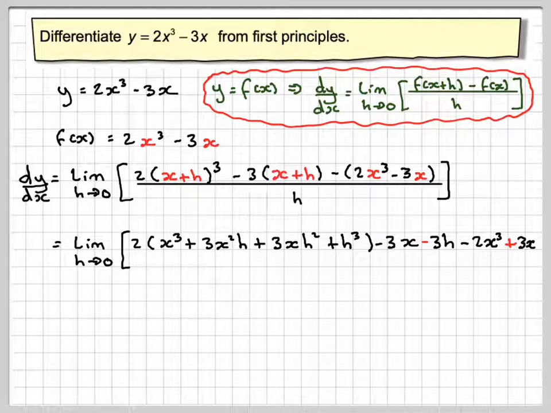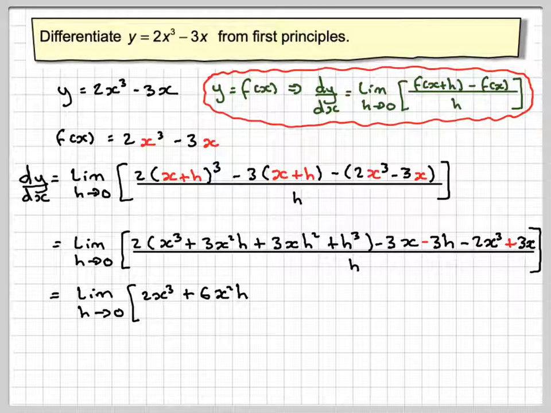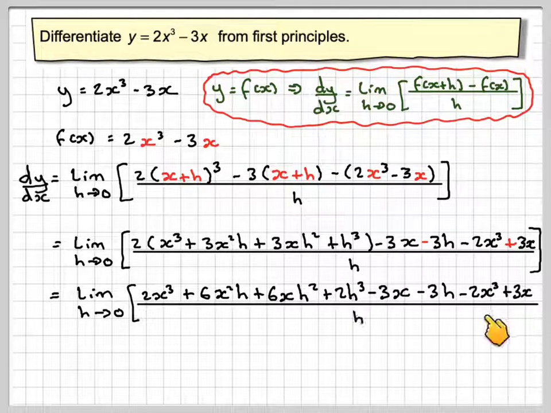So you have to be careful with your signs when doing this. All divided by h. So now we need to expand this bracket here. So you're going to get the limit as h goes to 0 of 2x cubed plus 6x squared h plus 6xh squared plus 2h cubed minus 3x minus 3h minus 2x cubed plus 3x, all over h. So this minus 2x cubed will cancel with this one here, and this minus 3x will cancel with this 3x here.